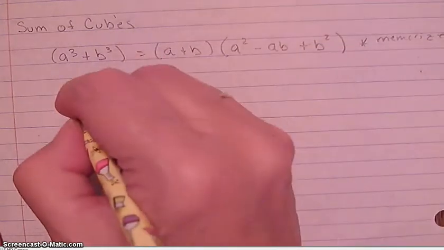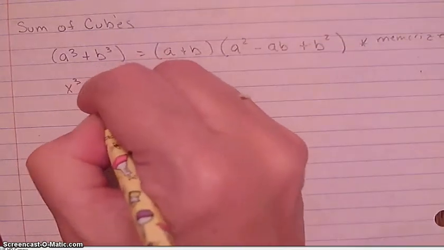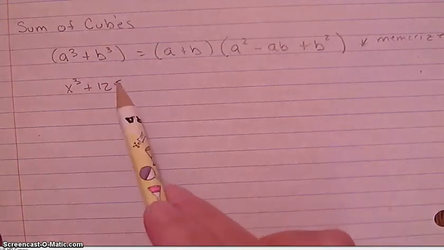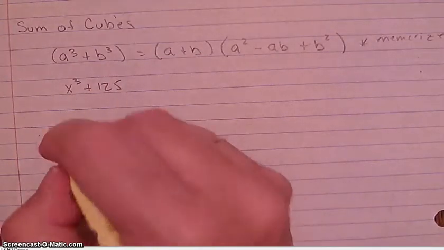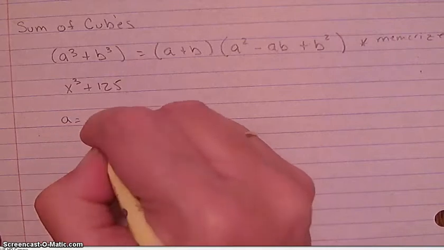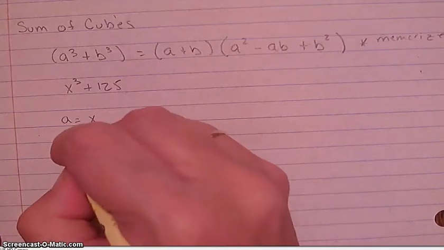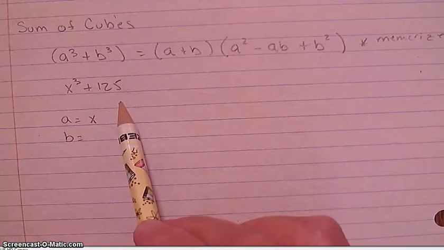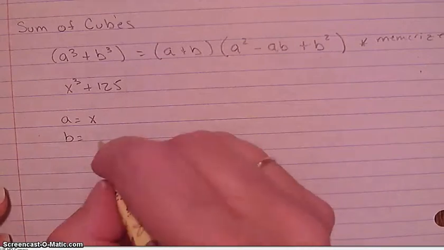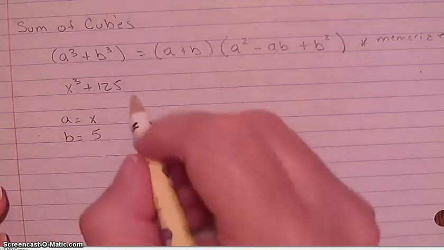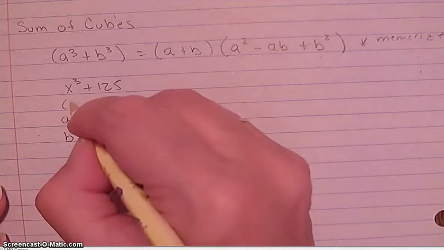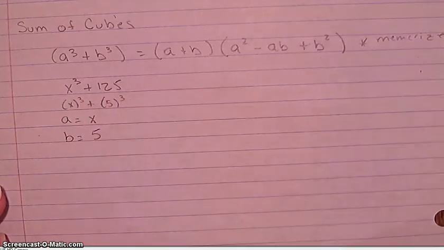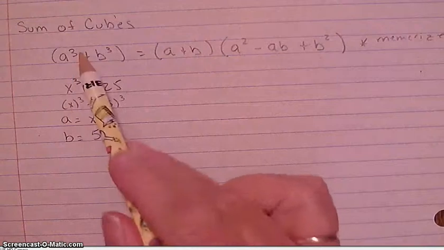So let's look at an example. Say I have x cubed plus 125. So I need to know if this is a perfect cube and this is a perfect cube. Well, I know that the cube root of x cubed is just going to be x, and then b. So I know that 5 times 5 gives me 25, multiplied by 5 gives me 125. So b is going to equal 5. So I can rewrite this as x cubed plus 5 cubed. So that would be my a, and this is my b.